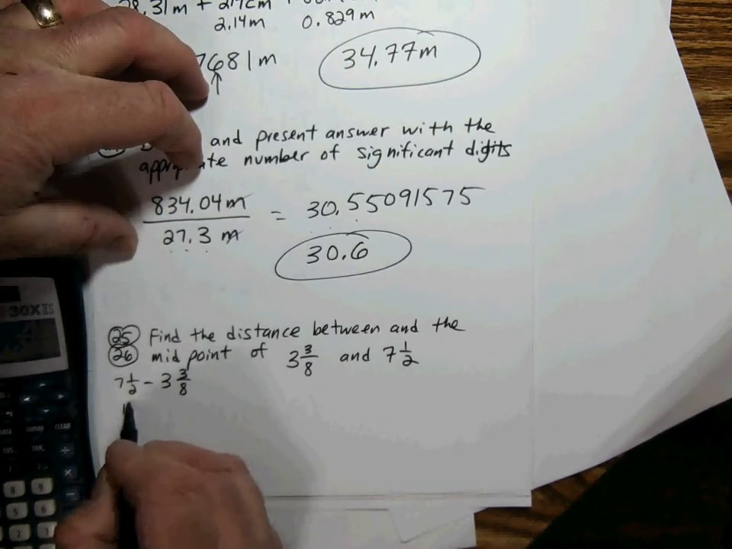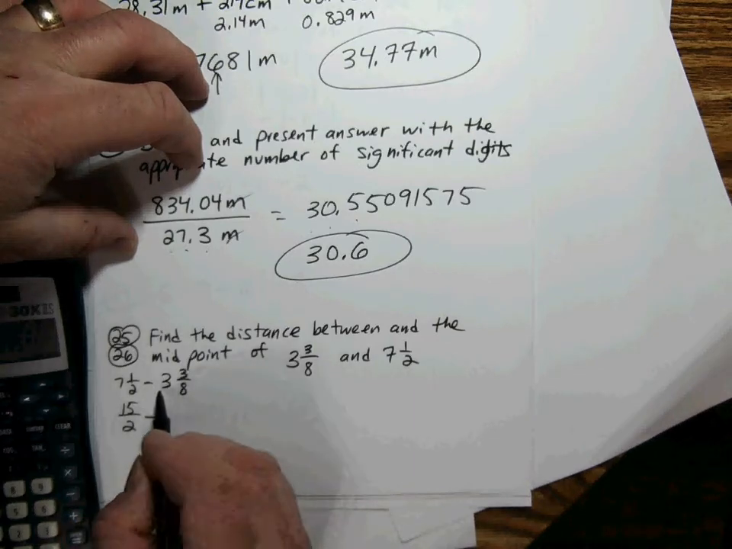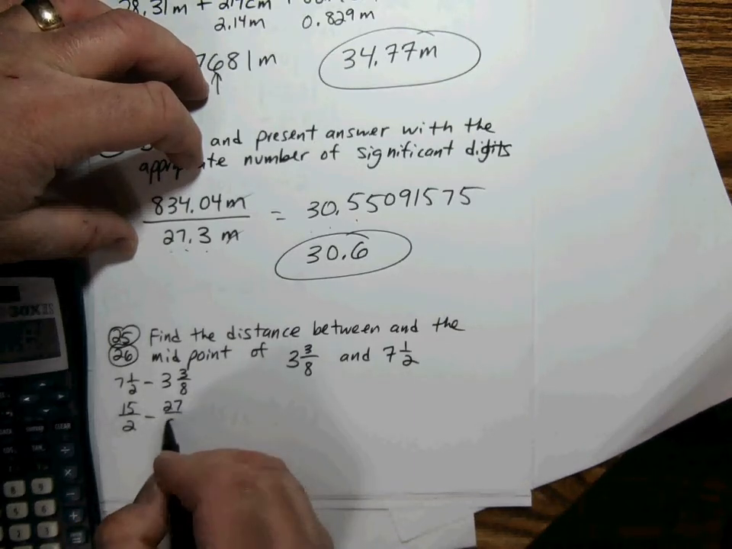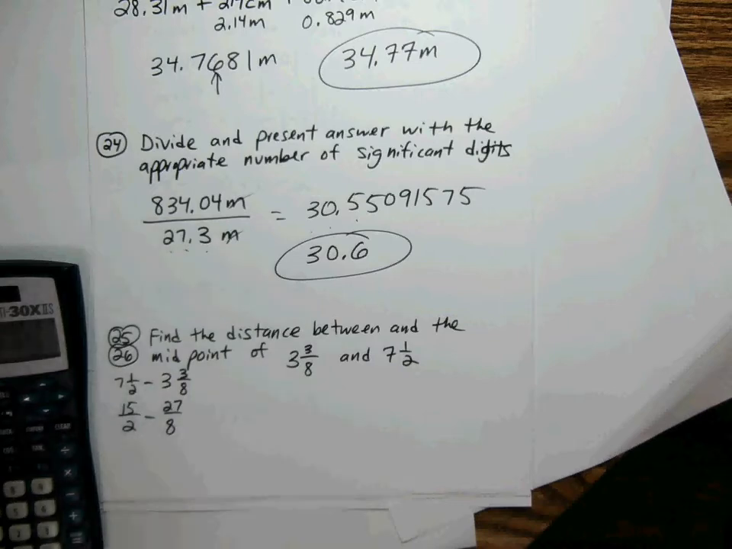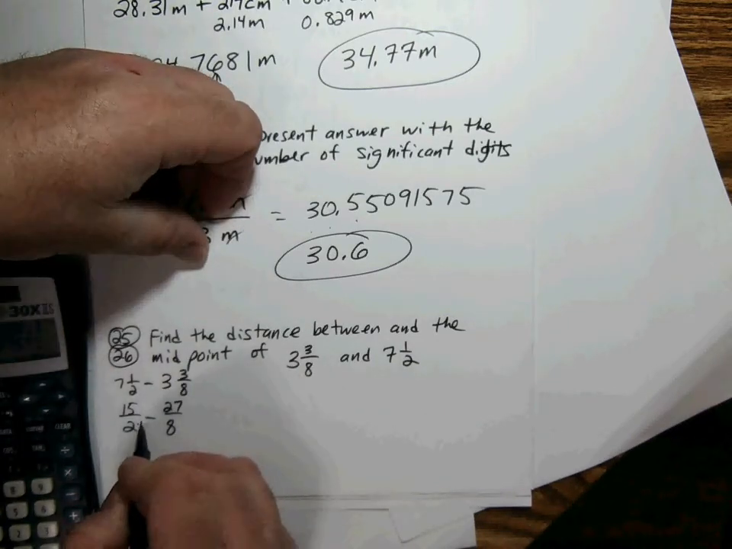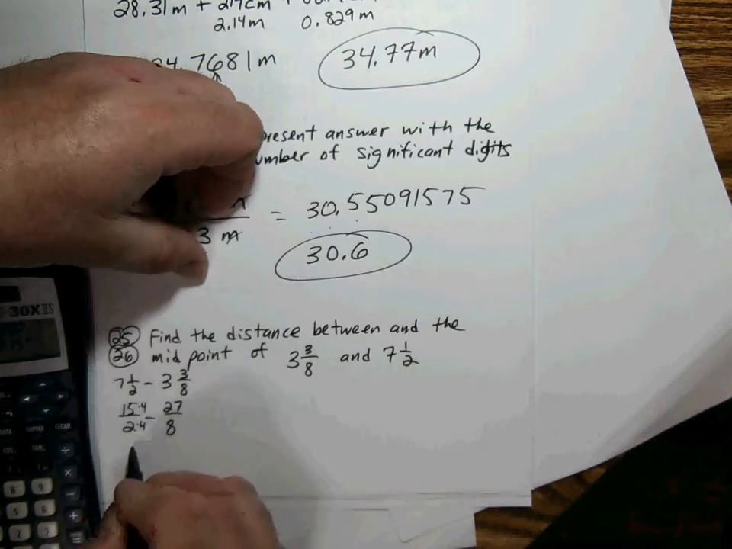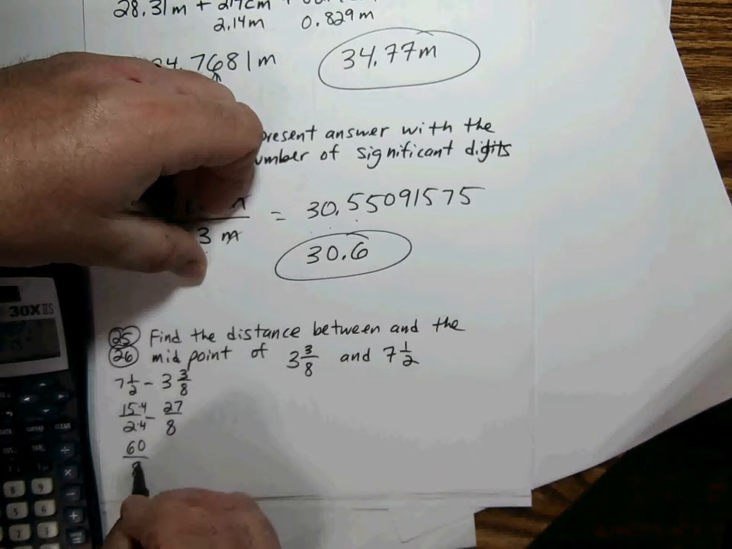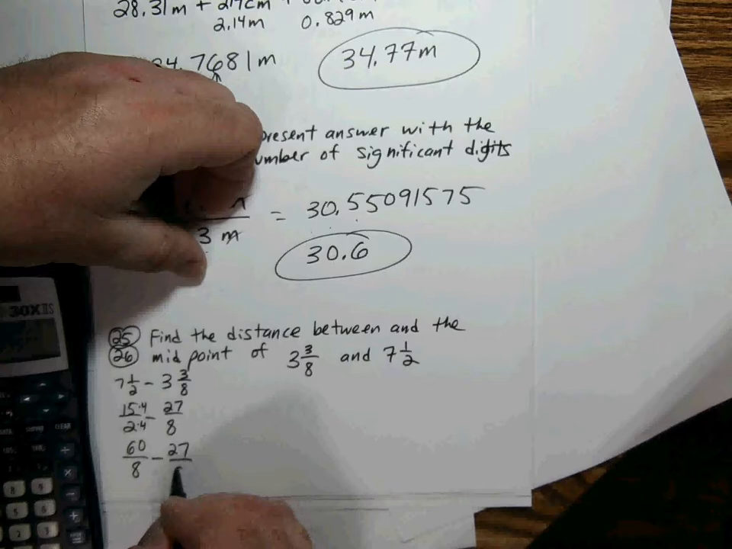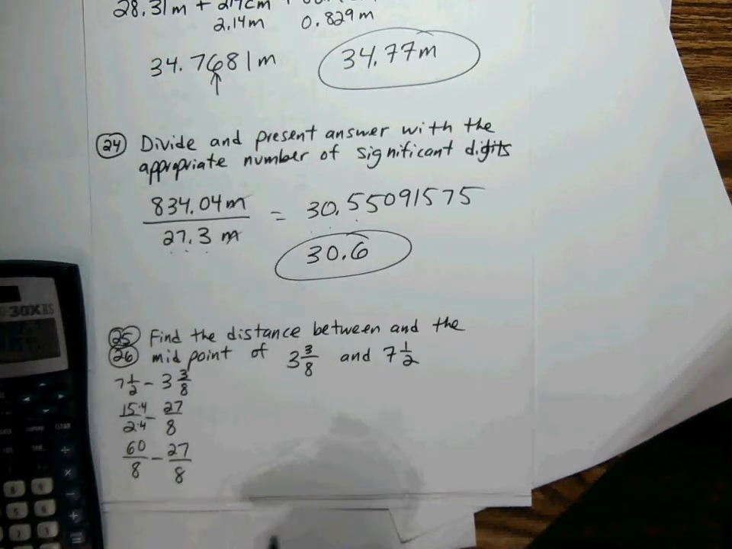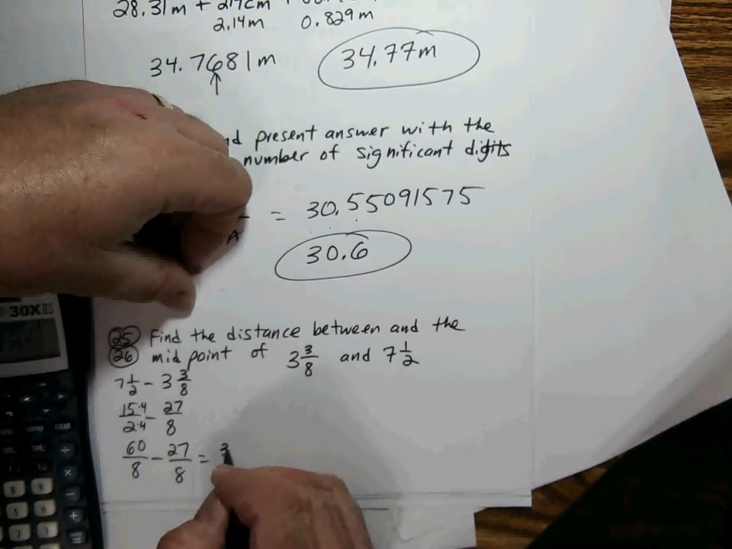So I'll call that 15/2 minus 27/8. We're subtracting fractions, so we must have a common denominator. In this case, it's going to be an 8. So I'm going to have 60/8 minus 27/8. So what's that going to be? 33/8.